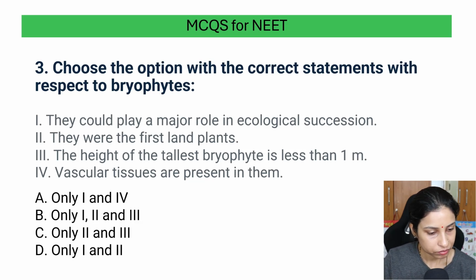So option A is only 1 and 4. Option B is only 1, 2, 3. Option C is only 2 and 3. And option D is only 1 and 3. The correct answer is B, because all three statements are correct.